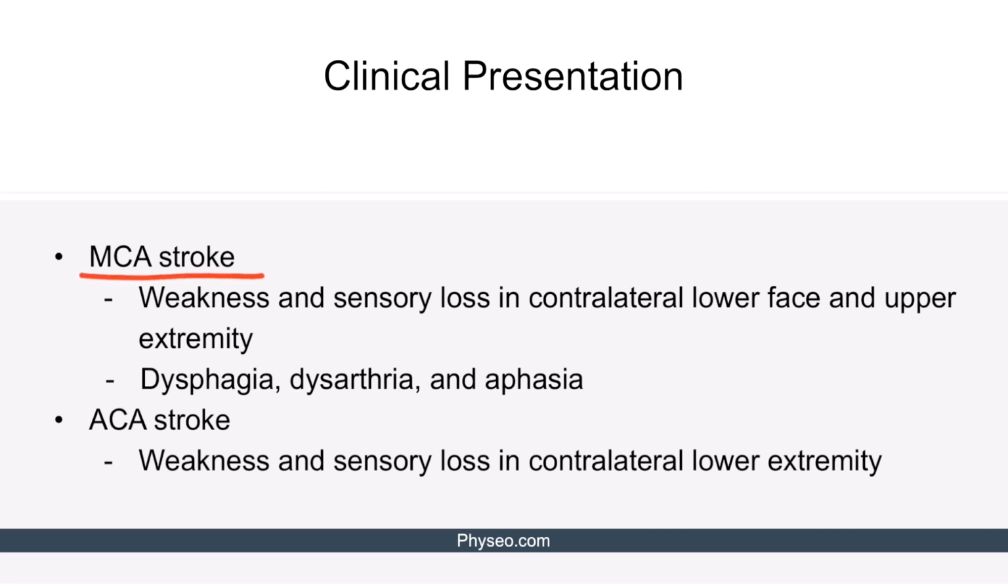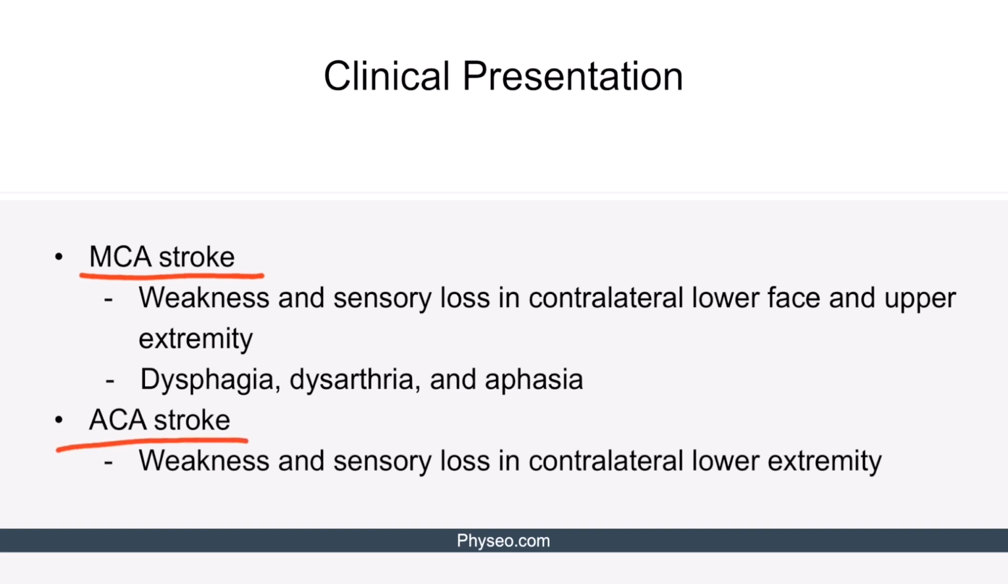Middle cerebral artery stroke is characterized by weakness and sensory loss in the contralateral lower face and upper extremity. The reason for this is that middle cerebral artery supplies the parts of homunculus corresponding to these body areas. Additionally, patients commonly have dysphagia and dysarthria because the middle cerebral artery also supplies the cortical area controlling muscles of the pharynx and vocal apparatus. Aphasia in middle cerebral artery stroke can be a result of damage to Broca's area, Wernicke's area, or both. Let's move on to the anterior cerebral artery.